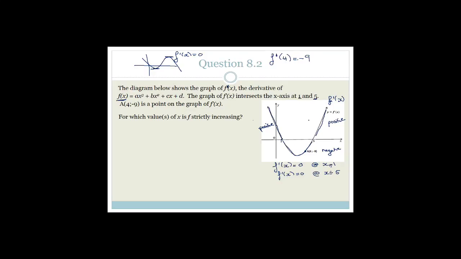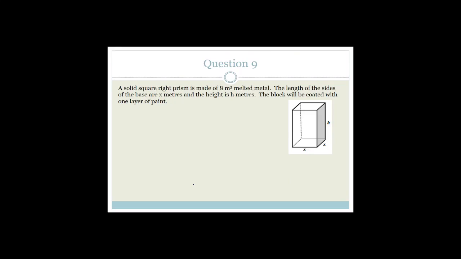So do you agree that this graph is going to be strictly increasing from 1 that way and from 5 that way? So for which values of x is f strictly increasing? It's when the graph of the gradient is positive, which would be when x is smaller than 1 or when x is bigger than 5. Okay, now let's do question 9.